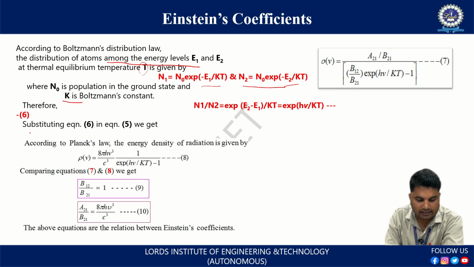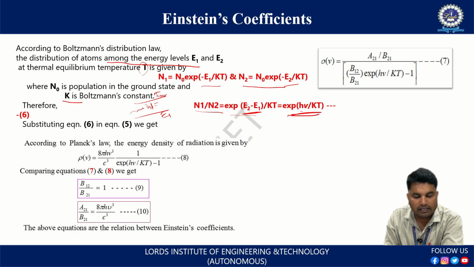So from equations 5 and 6, we can write the equation as, you can see here, N1 by N2 is equal to exponential E2 minus E1 by KT. As we have seen, the difference of two energy states will be equal to h nu. So E2 minus E1 will be equal to h nu. Therefore, substitute the value here as E2 minus E1 equals h nu. So the equation now reduces to the form N1 by N2 is equal to exponential h nu by KT.